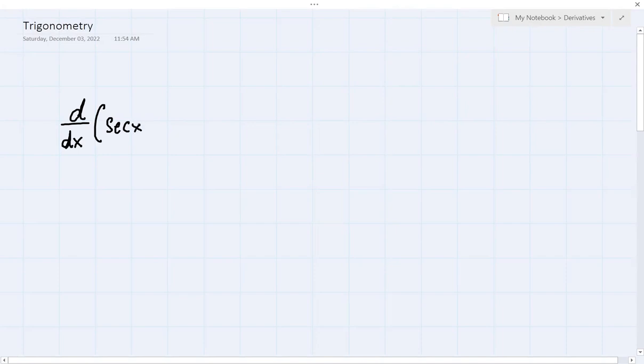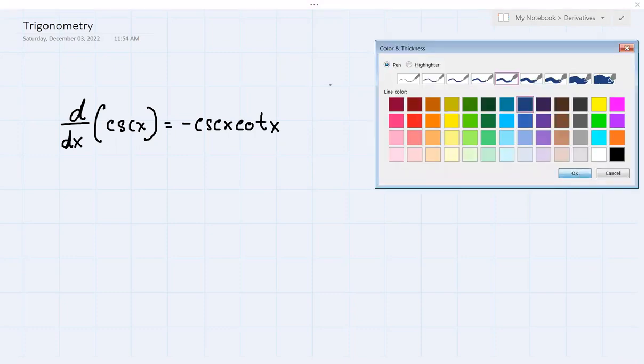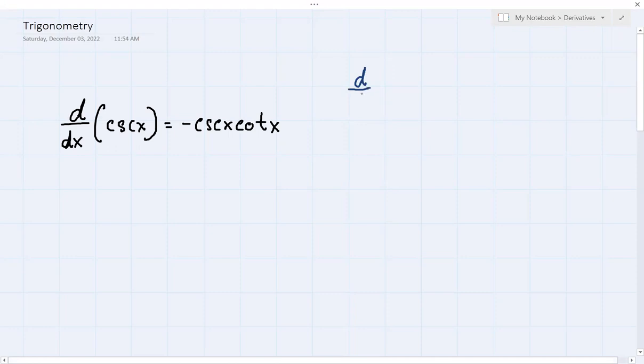Ay, secant x. Cosecant x pala muna. Sorry. Cosecant x muna. So ito, si cosecant x naman, ang derivative nito ay negative cosecant x times cotangent x. So ulitin ko, ang derivative ng cosecant x ay negative cosecant x times cotangent x. So let me give you some examples. So let's start with the most simple one.